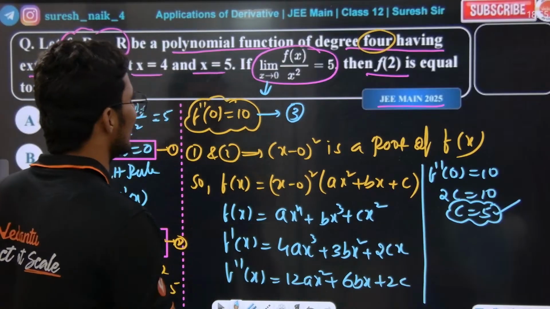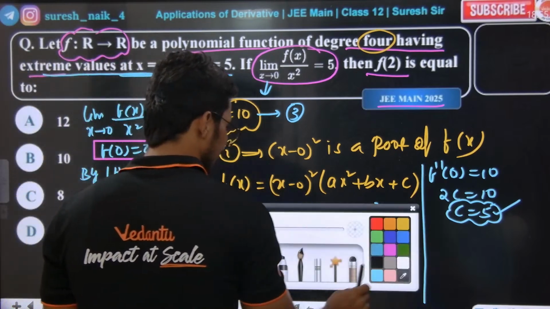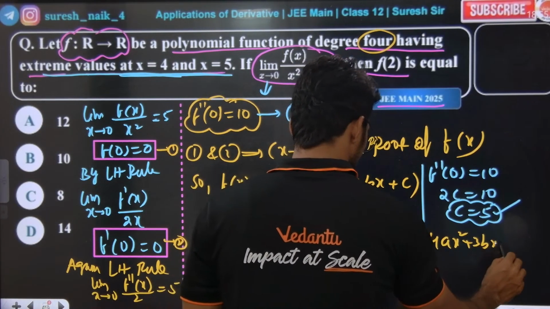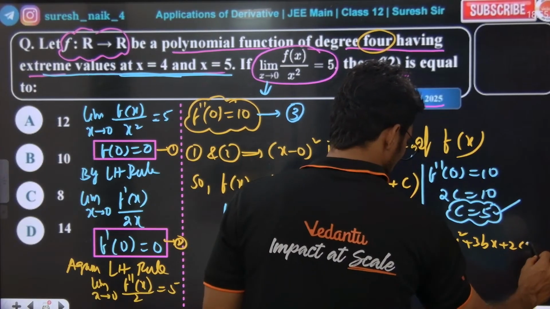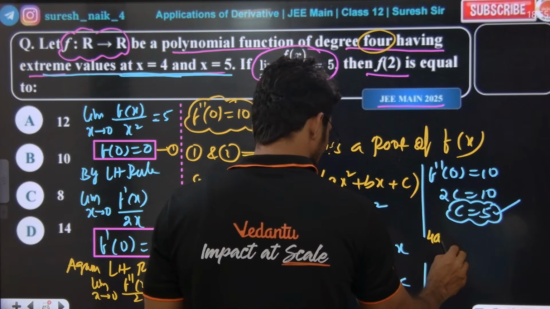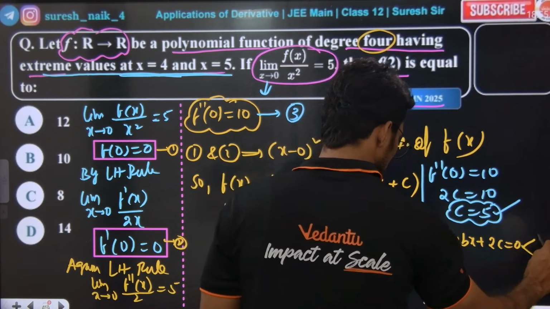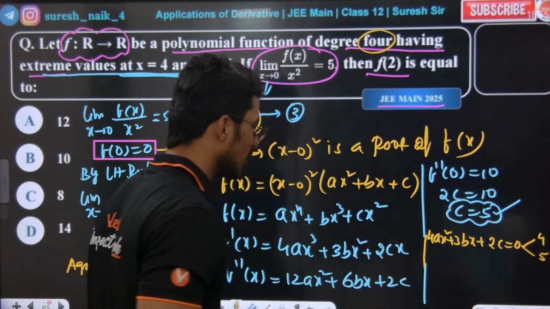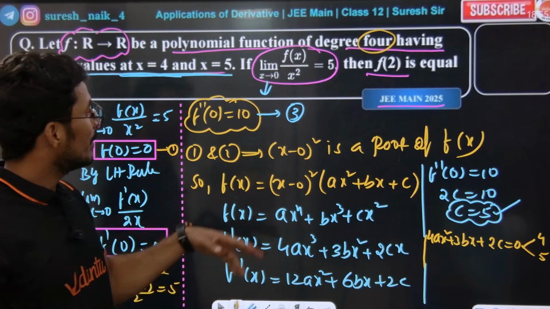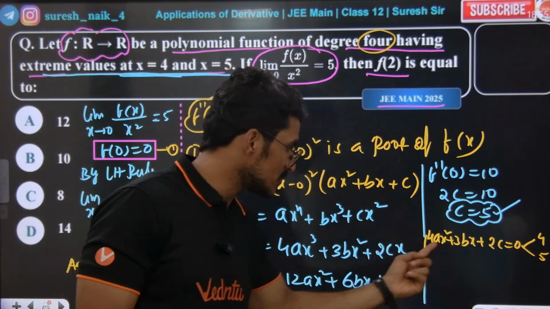For finding the b value and a value, they have given that the degree 4 polynomial has extreme values 4 and 5. I know that f dash of 0 is anyway 0. So 4ax square plus 3bx plus 2c is equal to 0 has two roots. What are they? 4 and 5, because this is f dash of x. The 4th degree polynomial has two extreme values, 4 and 5.